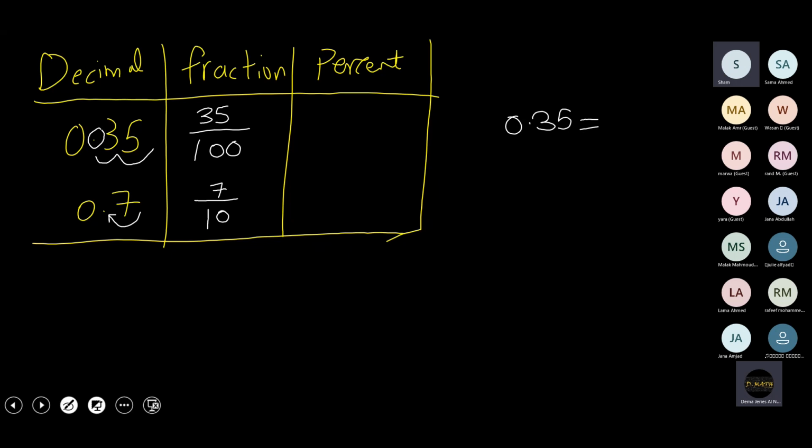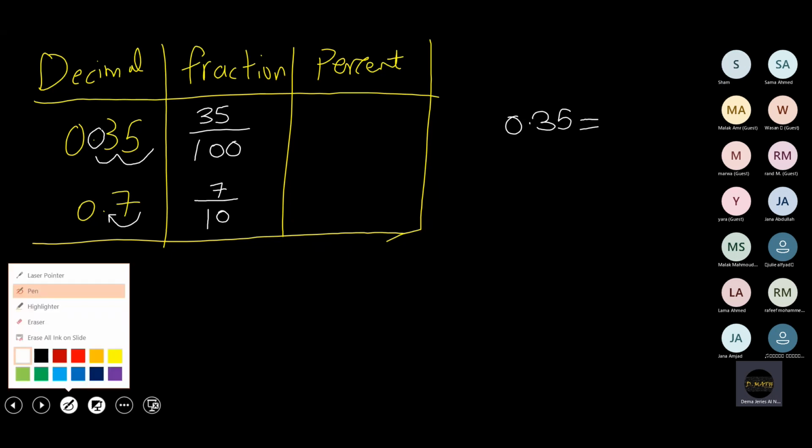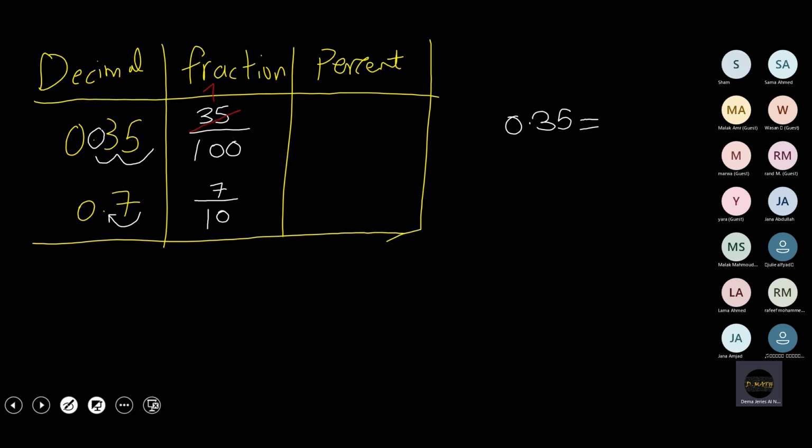So now I wrote them as fractions, and then we can simplify them more. Divide by 5: 7, divide by 5: 20, so it will be 7/20. So now we wrote both of the decimals as fractions. Now, how do we write it as a percent? Let's go now to 35 over 100. It means 35 per 100, 35%. Bravo.